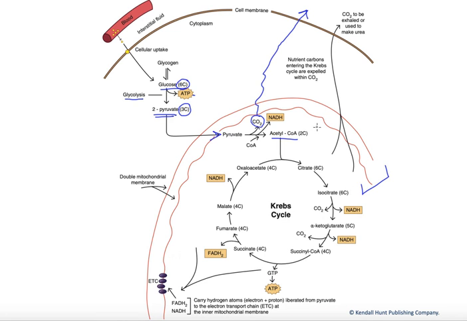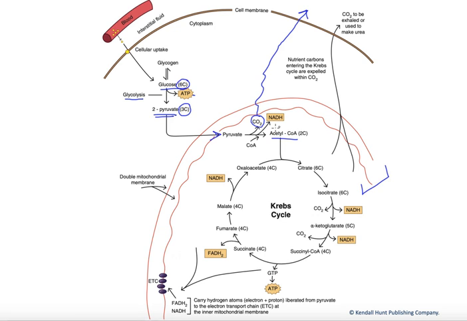Now, we could also have fat carbon or fat nutrients enter. They enter as acetyl groups. Amino acids can enter. They can actually enter as acetyl groups or at other places. We'll see that in some other figures.